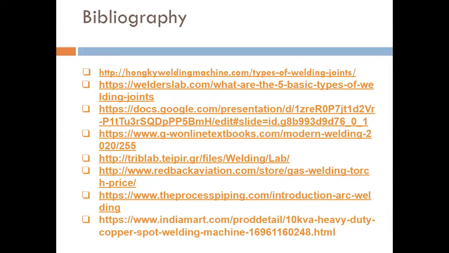So today we have discussed 3 processes of solid state welding. In the next lecture we are going to discuss energy ray welding processes. In that we are going to study 2 processes.